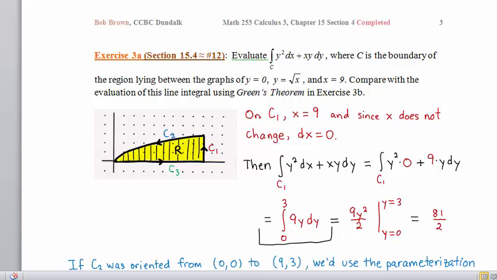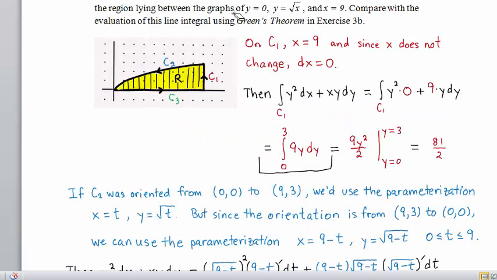Now, let's look at C2. We'd have to parameterize it. If C2 were oriented in this direction, the parameterization would be x equals t, and since y equals square root of x, y equals square root of t, from 0 to 9. However, the orientation is in this direction. So we will use the following parameterization. We will let x equal 9 minus t, and again, since y equals square root of x, y is square root of 9 minus t, 0 less than or equal to t less than or equal to 9.